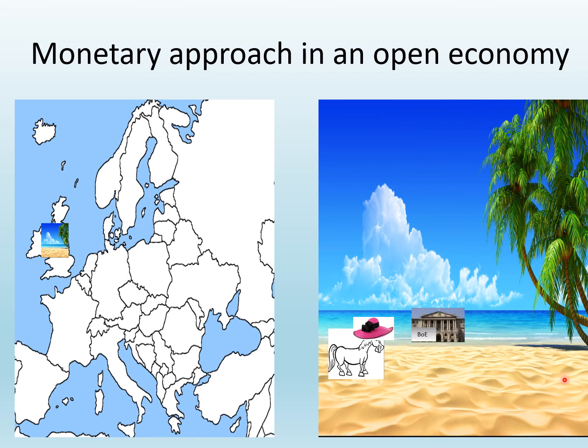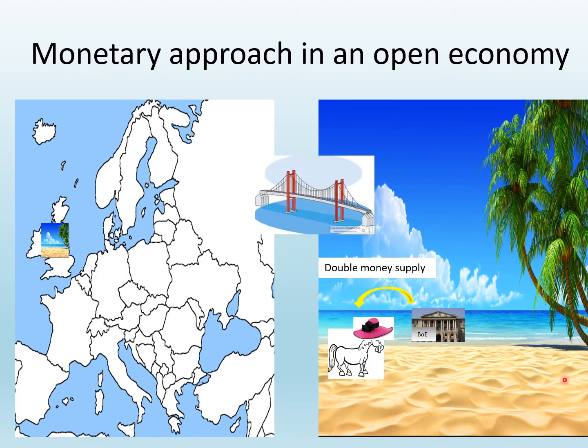On the island is a central bank, and the governor of the central bank is really into horses. So the governor of the central bank prints lots of money and doubles the money supply on the island and buys horses. The question is, what happens to the price of horses on the island? And the answer is nothing, because if you look very closely at the diagram, you'll spot the bridge. And just across the bridge is a very large building called a horse trading store.